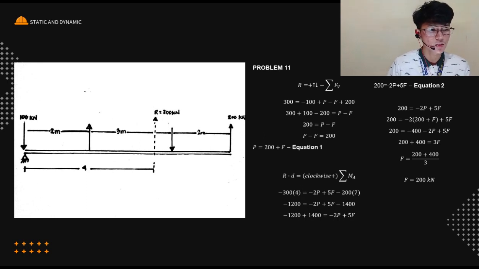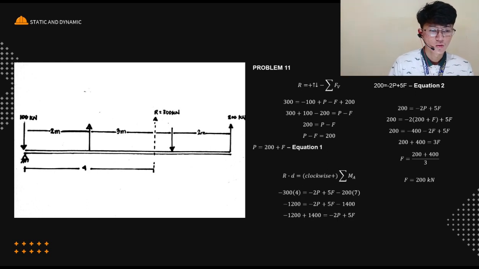Sunod naman nating gagawin is kukuha naman tayo ng pangalawang equation. So, using the formula R times D equals the summation of moment A. So substitute lang ulit natin lahat ng value na meron tayo.